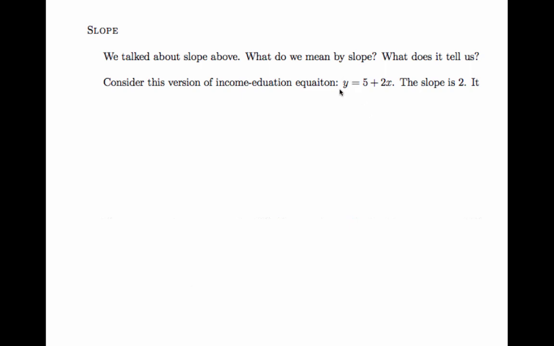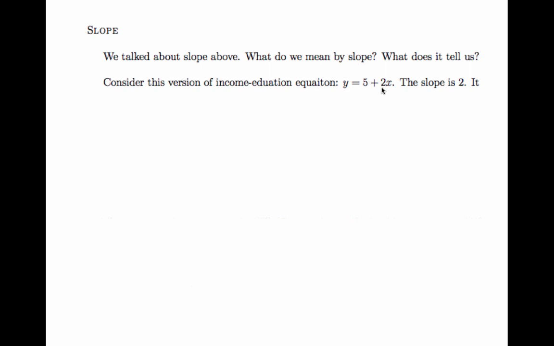Suppose that relationship is given by this equation, y equals 5 plus 2x. Y is your income and x is your education level. Now you see that according to the generic linear equation format, 2 is the slope in this equation. So we wonder what this value of slope implies.